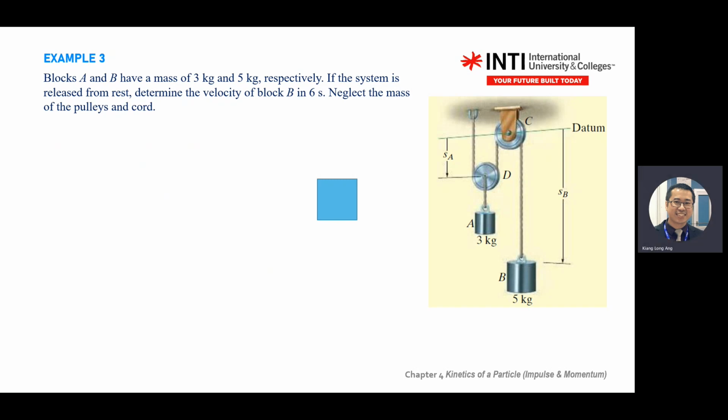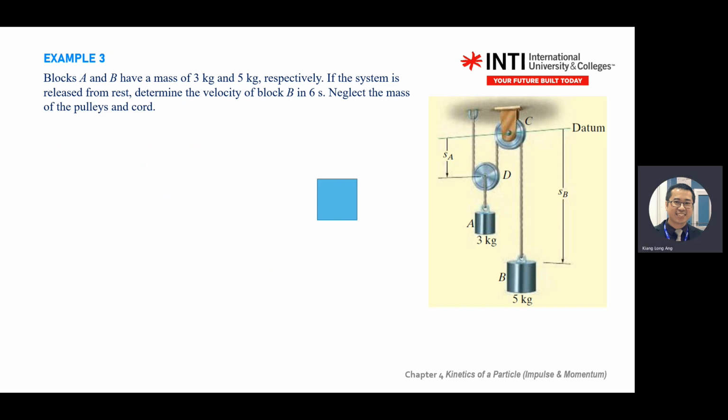Ignore the mass of the pulley and the cord. Here, ignore the mass of the pulley and the cord, not ignore the mass of the object. Don't confuse. All right. So before you look at the pulley system, the first thing you look at is the datum. Remember, datum first. Where is the datum? Going down is positive. The arrow is pointing for you already. A also goes down positive.